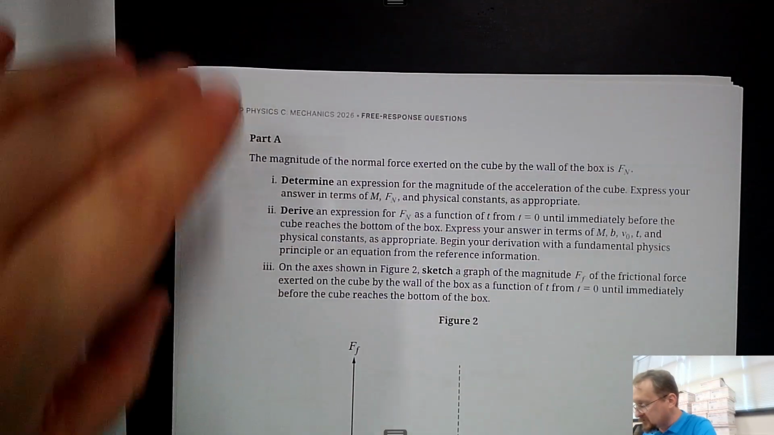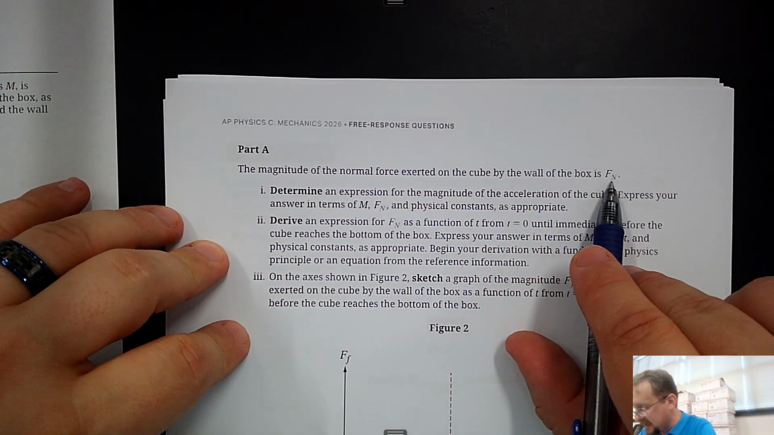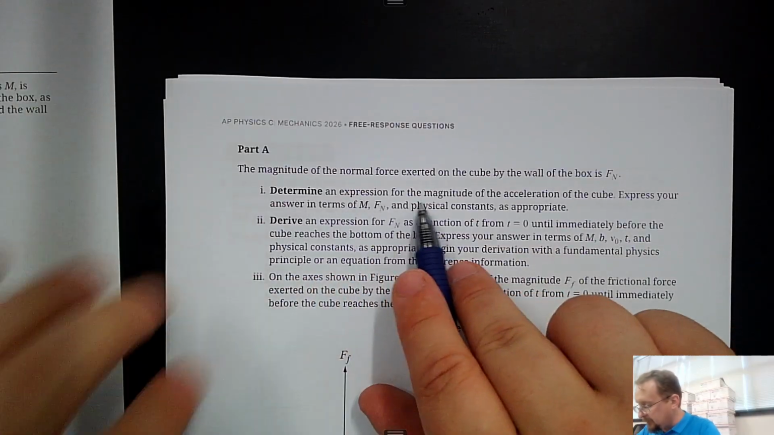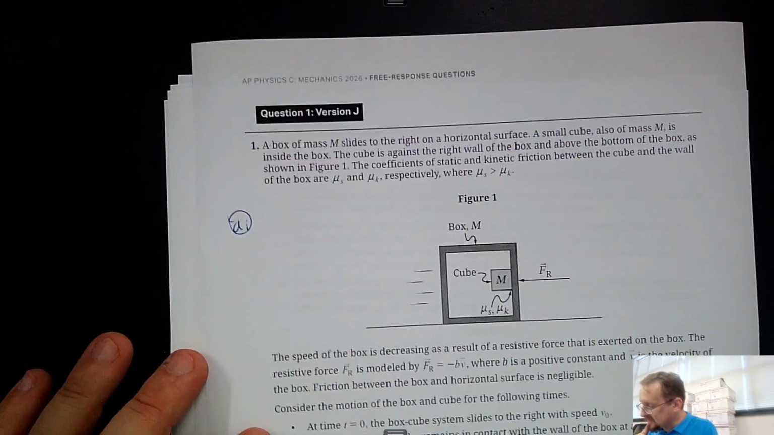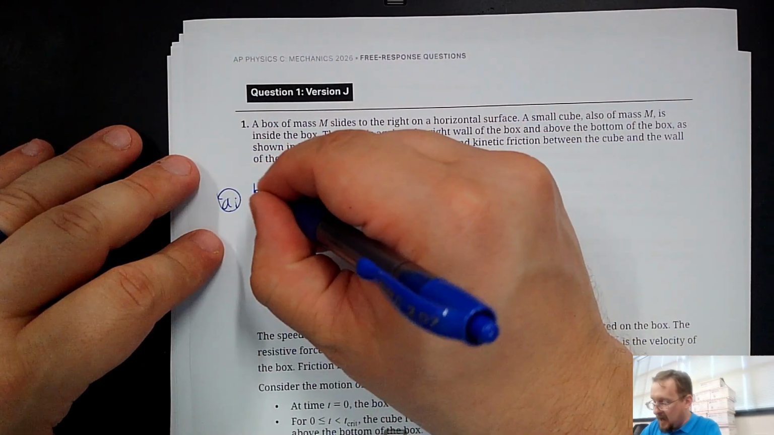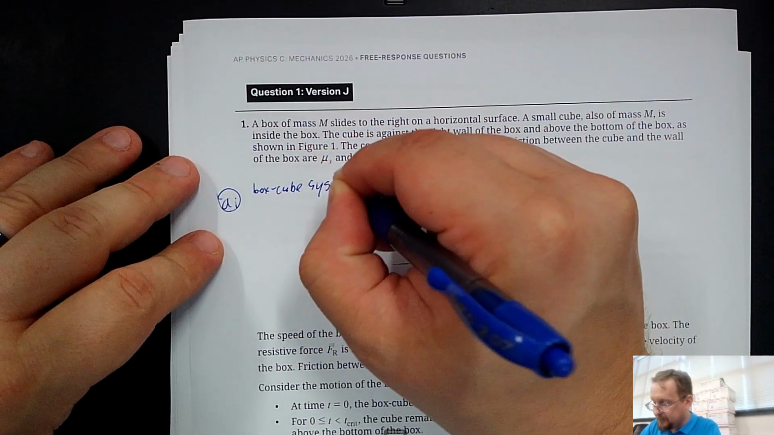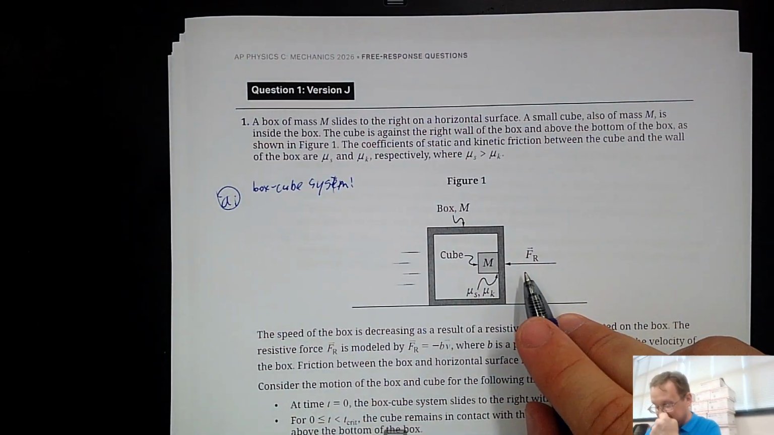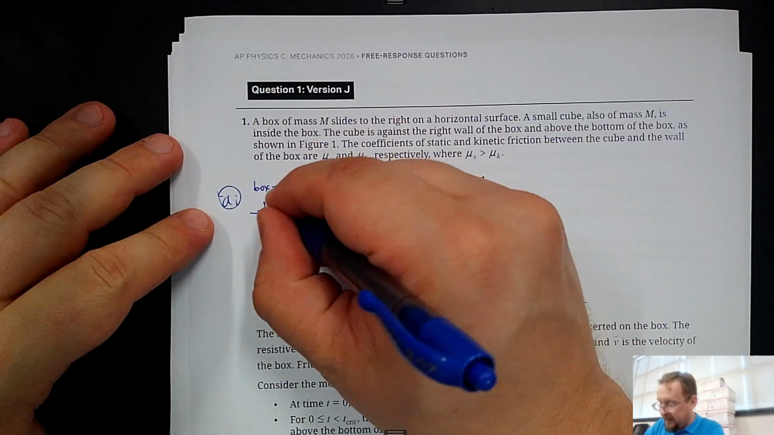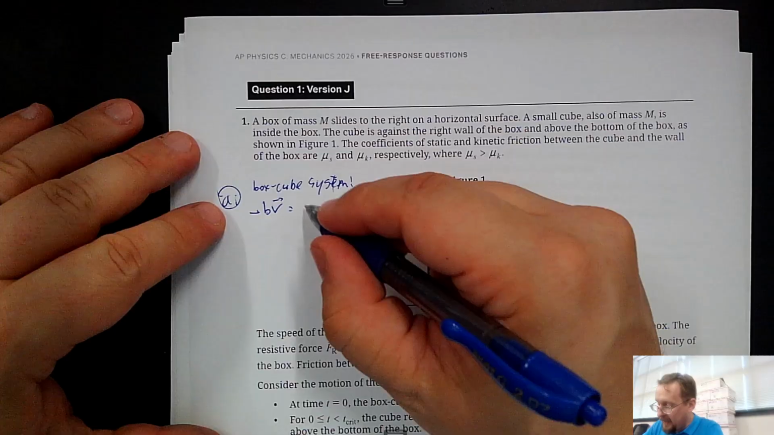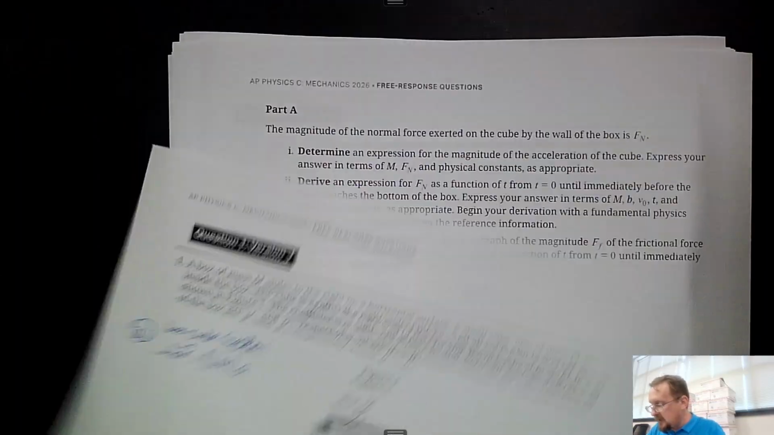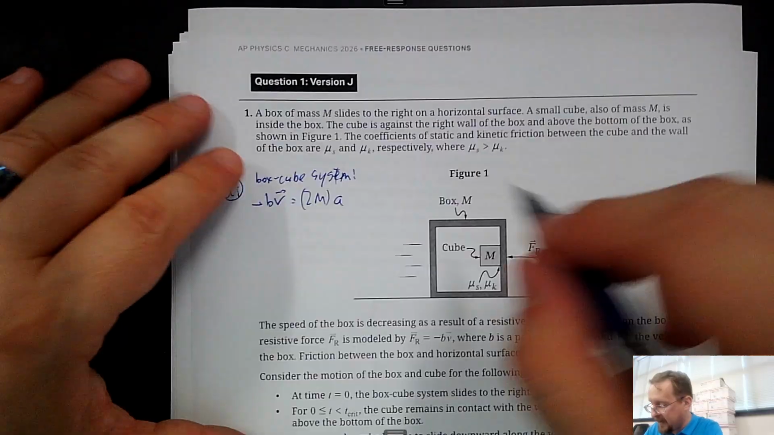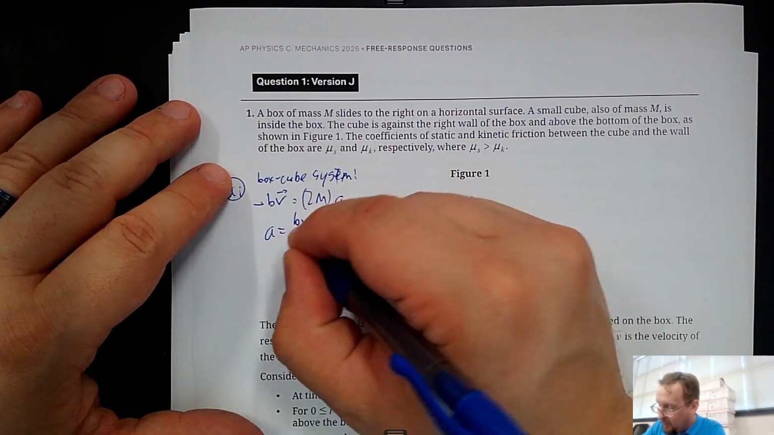Okay, the magnitude of the normal force exerted on the cube by the wall of the box is Fn. Determine an expression for the magnitude of the acceleration of the cube. Well, can I not just say that for the box-cube system, the only unbalanced force is negative bv, and so that's going to equal ma, but the total mass is actually 2M, so that's the mass of the entire system times acceleration. They want just the magnitude, so ignore the negative and the arrow, and you just get a equals bv over 2M.